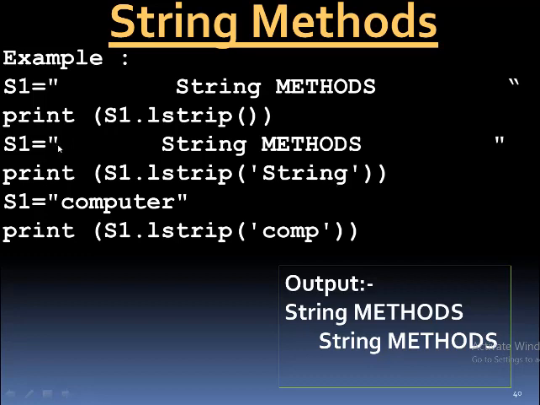Then the second print statement, you asked for string, while in the beginning on the left hand side there are spaces, so it will not be removed. This will be the answer as it is, the spaces as they are. So whatever you are writing within the bracket should appear on the left hand side, that is in the beginning of the string, then only it will be removed. Like here, if you write s1.lstrip comp, you will get uter, that is comp will be removed.